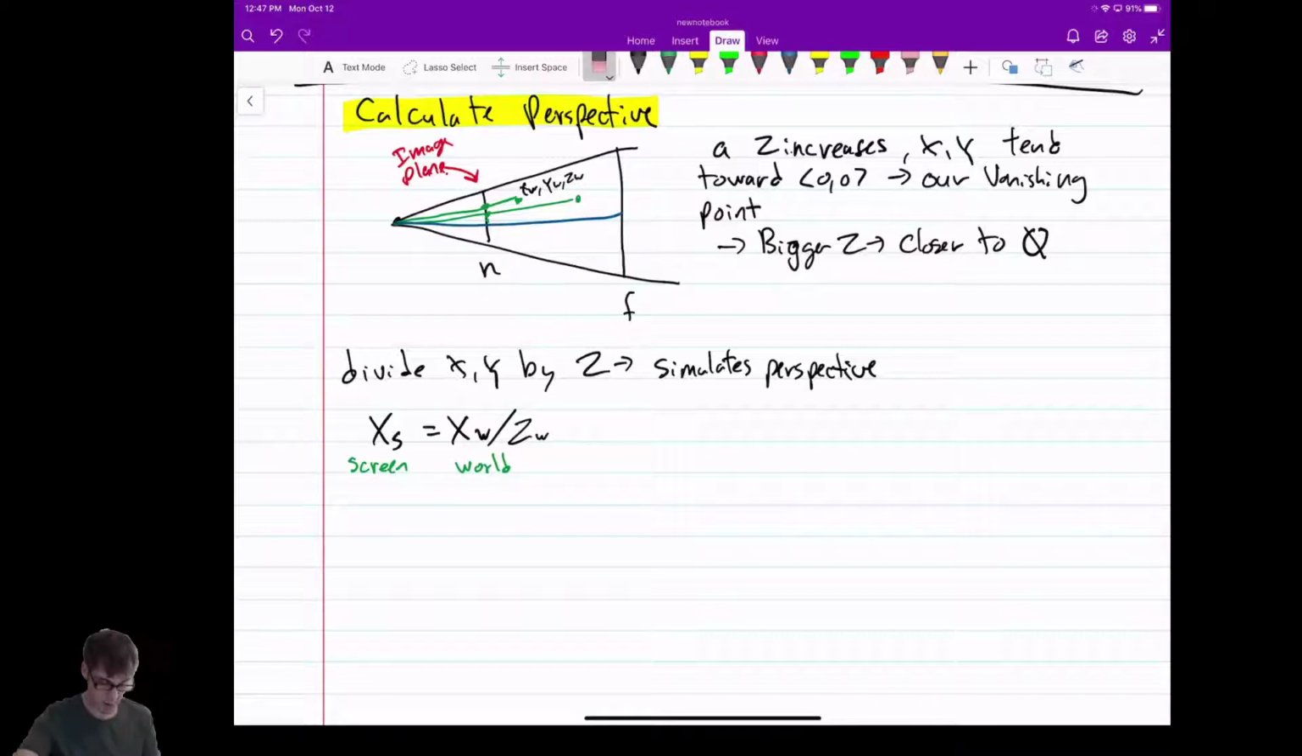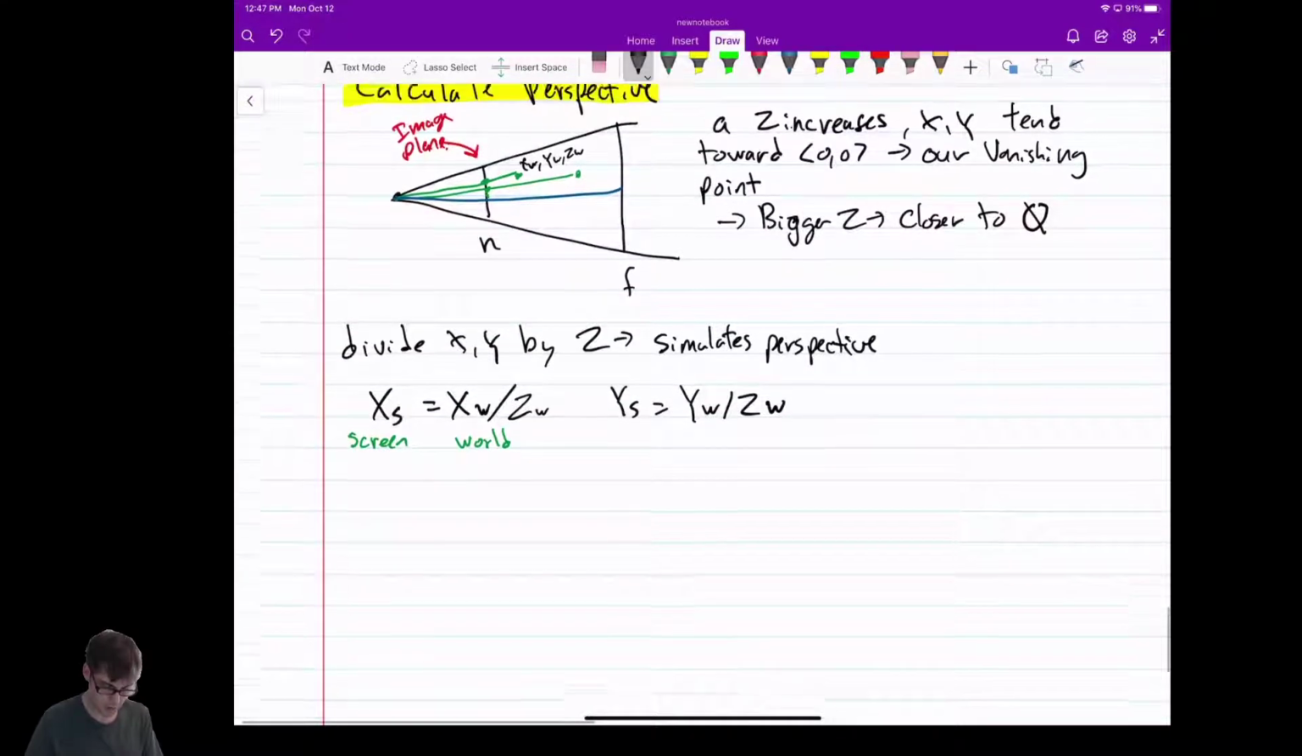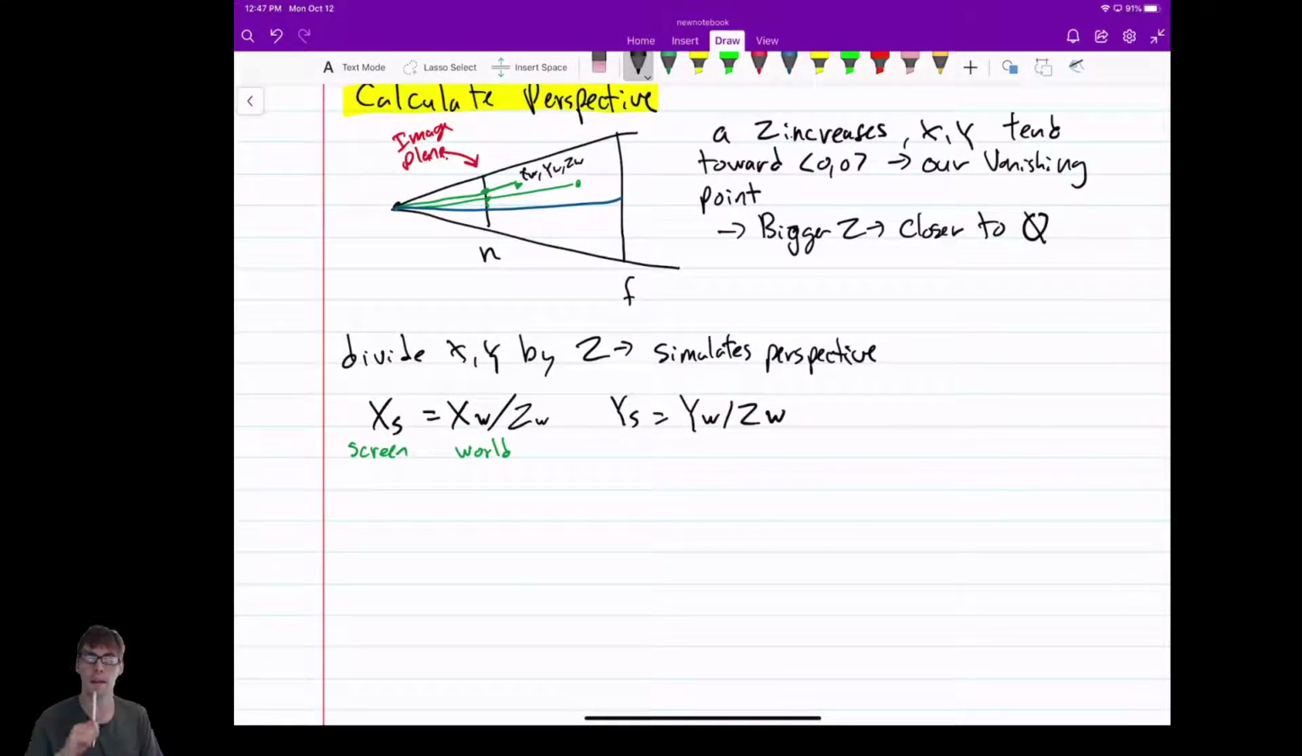So I just take my world coordinate, I divide it by the z, and you get that effect. As z gets bigger, my number gets smaller. It goes towards 0. It'll go towards that vanishing point. And of course, y works the same way. So that's pretty cool. If you go back and look at some of the early examples that I would have posted for early projection, you would have seen that there's definitely a divide by z in there.